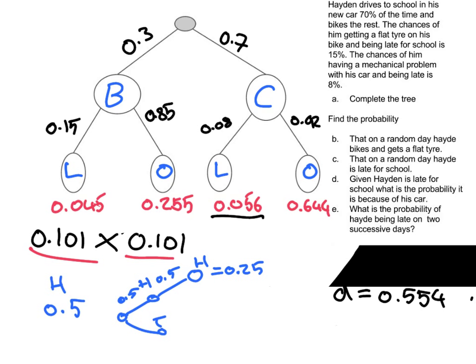Times 0.101, and here's our final answer for E. In a different colour, that's alright. 0.0102. I think that's probably far enough. And there you have it.